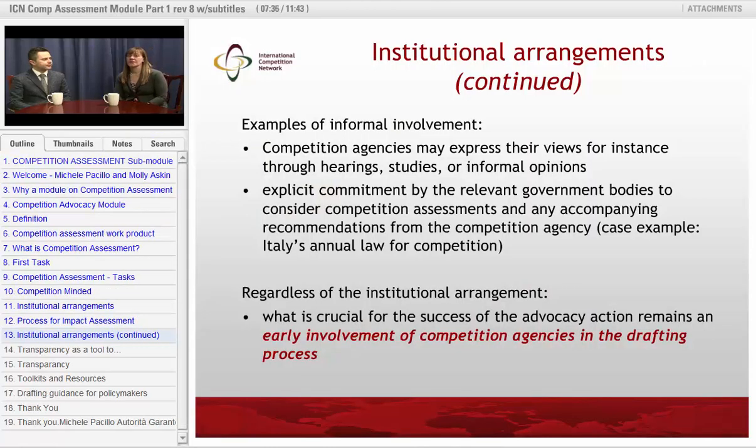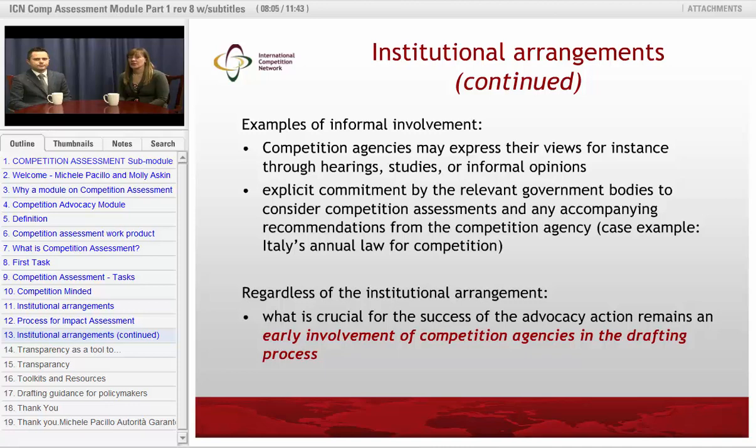In absence of formal involvement, competition agencies may seek other avenues to express their views to members of government, the legislature, or other bodies, for instance, through hearings, studies, or offering informal opinions. This is possible in several jurisdictions mentioned by Michele: Canada, Colombia, the EU, Finland, France, Italy, Mexico, Russia, Spain, Switzerland, and in the United States.